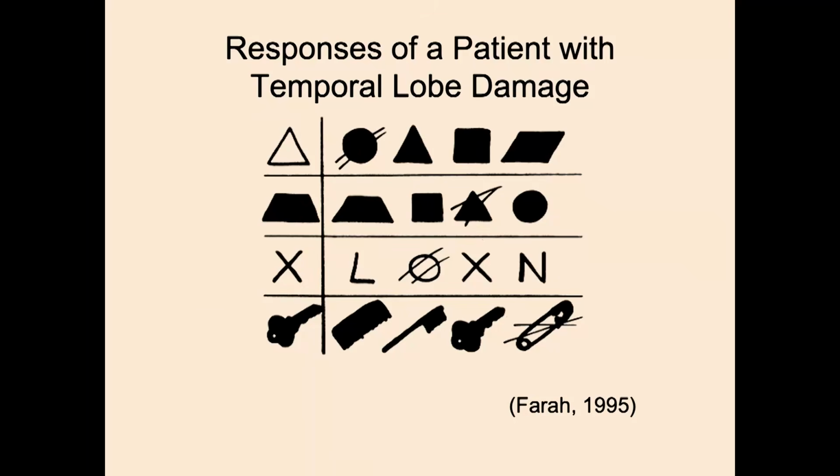This is an example of the responses of a patient with temporal lobe damage studied by Martha Farah, a neuropsychologist. The task here is to look at the object on the left and then choose the object in the row to the right of it that has the same shape. And you can see that the person is not able to choose the correct shape.